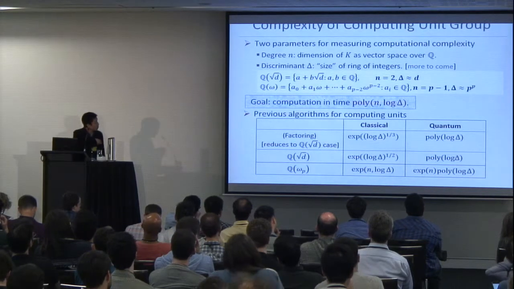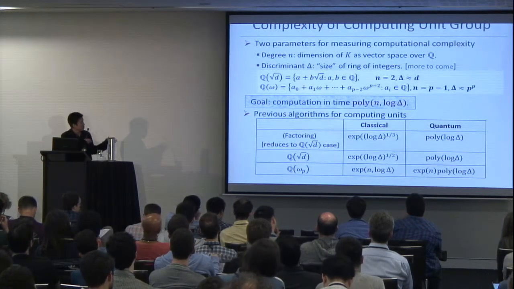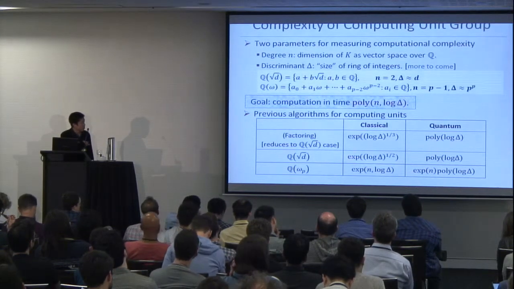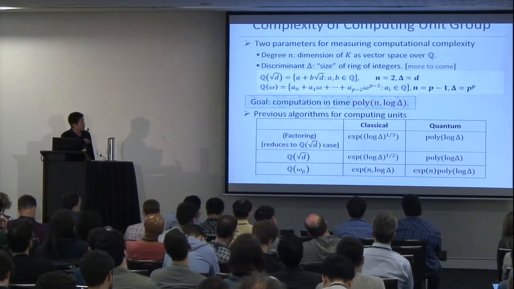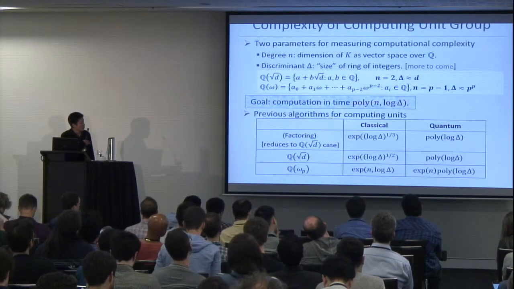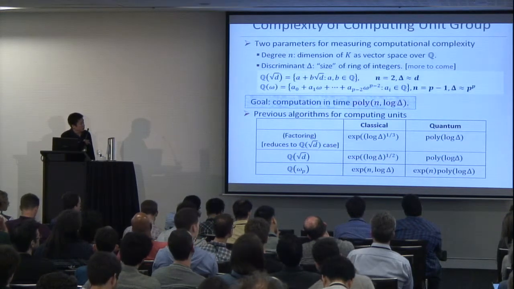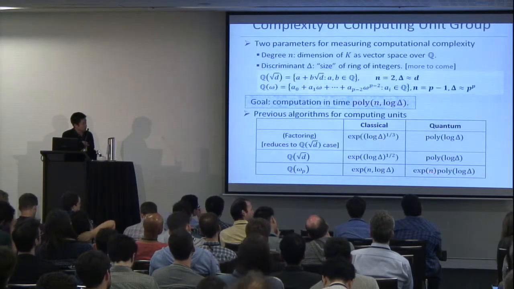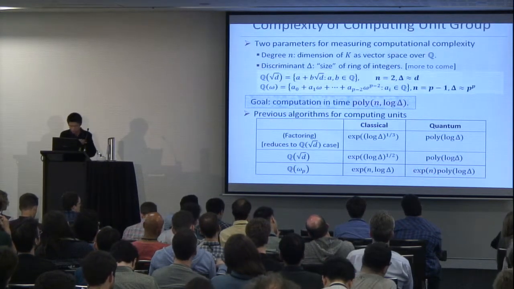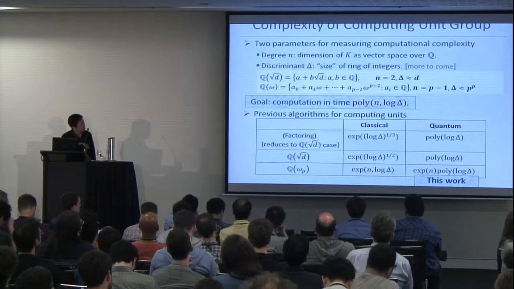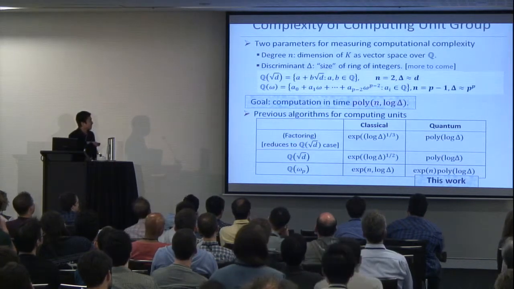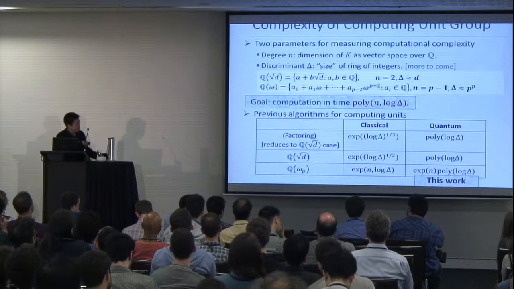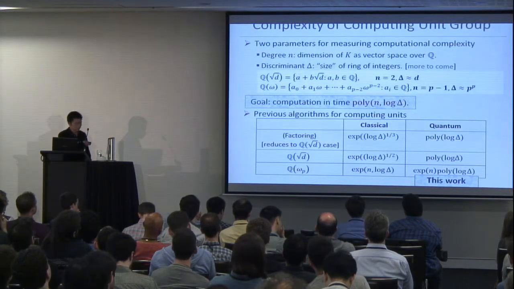So here's a summary of the complexity for computing the unit group. We can see classical algorithms typically take time exponential in the degree and log discriminant. Previous quantum algorithms reduce the dependence on the log discriminant to polynomial, but they still take time exponential in the degree. And in our work, we give a fully polynomial time algorithm, polynomial in both the degree and log discriminant.